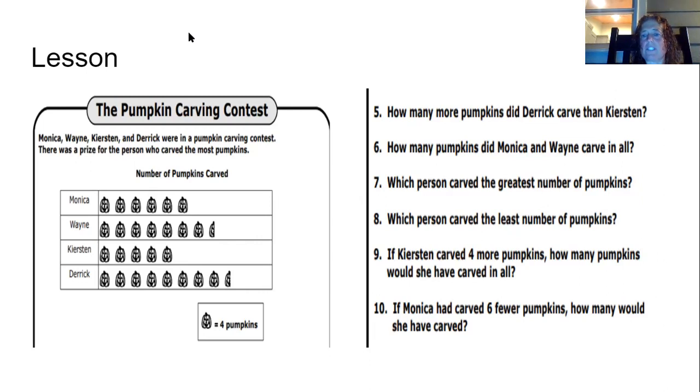If Monica had carved 6 fewer pumpkins, how many would she have carved? So now we're taking 20 minus 6, okay, because it's fewer, right? And we get 14 because 14 plus 6 equals 20.